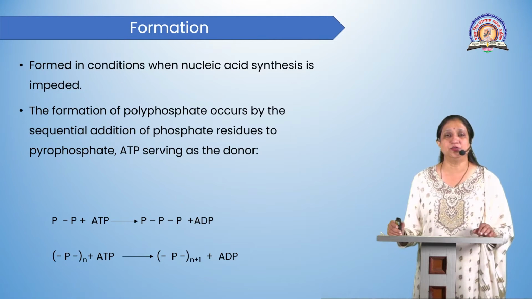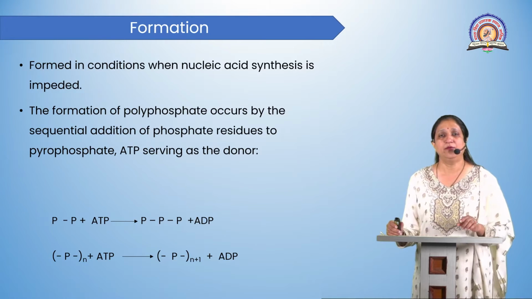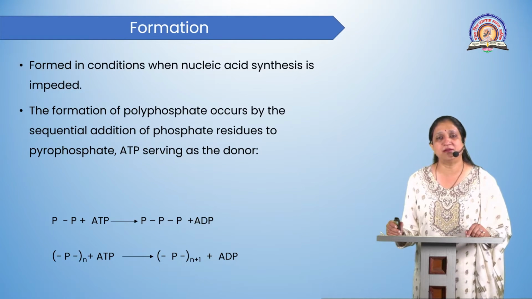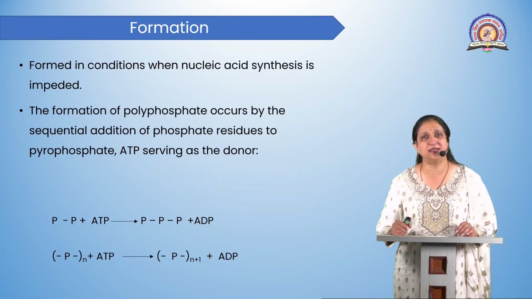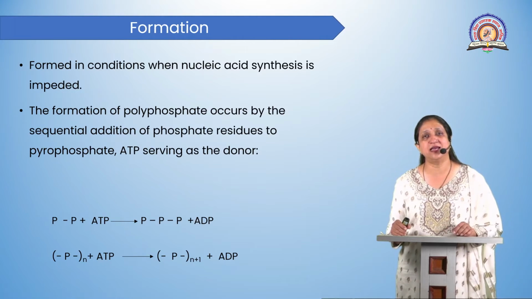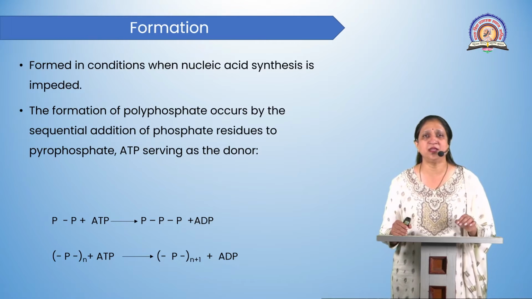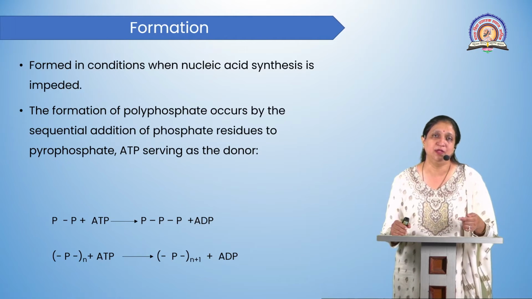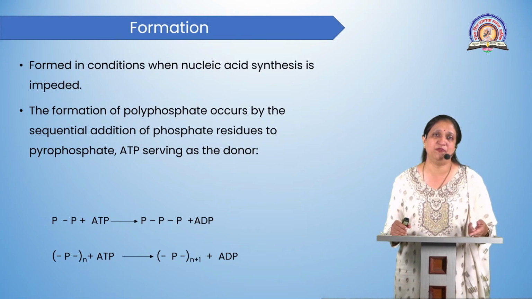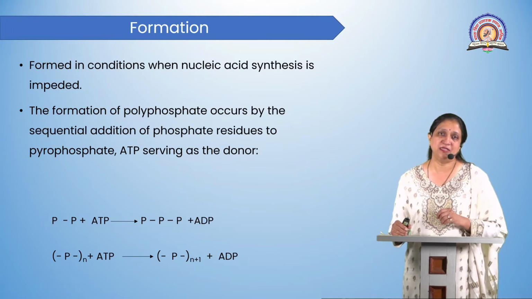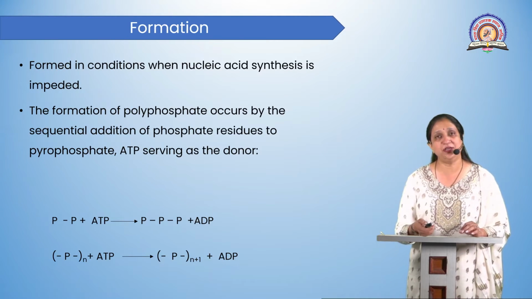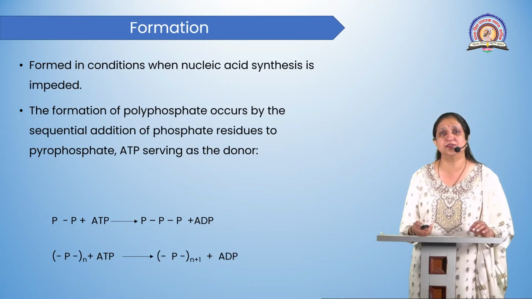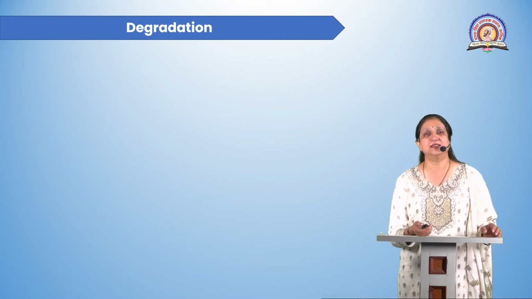The reaction here shows that a pyrophosphate molecule reacts with an ATP molecule to form a triphosphate plus ADP molecule. The second reaction shows that if there are n number of phosphates attached, and these n phosphates react with a molecule of ATP, it leads to the formation of a molecule which is larger in size by one phosphate, that is Pn+1, plus a molecule of ADP. Right? So, the formation of the granules occurs from ATP, which acts as the donor of the phosphate.